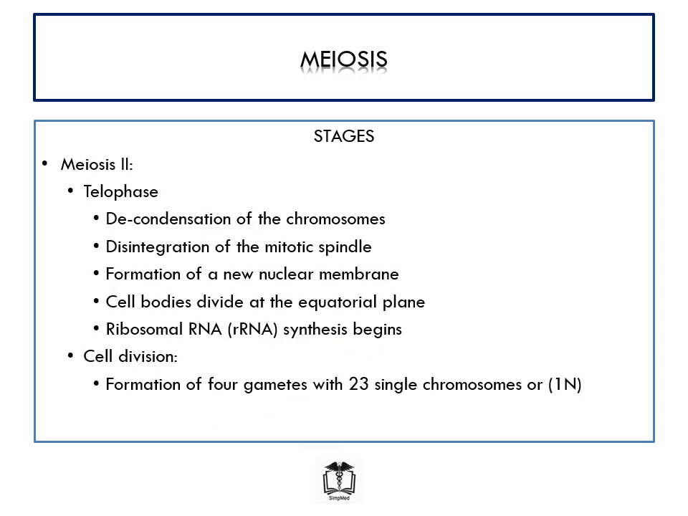Then the rest of meiosis 2 would end with telophase. Telophase usually involves a reversal of what occurred in prophase 1 and prophase 2 rather. So in telophase 2, we have the decondensation of the chromosomes, which makes them invisible. We have the disintegration of the mitotic spindle, the formation of a new nuclear membrane. Cell bodies usually divide across the equatorial plane, and then finally, ribosomal RNA synthesis will begin. And then most importantly, to separate the cells completely, cell division would occur, and that will lead to the formation of not just 2 cells now, but 4 cells.